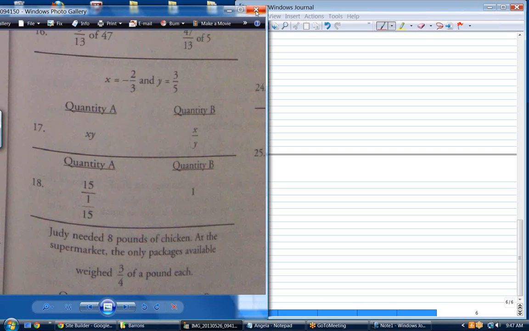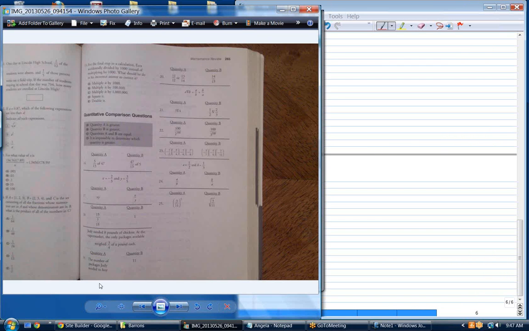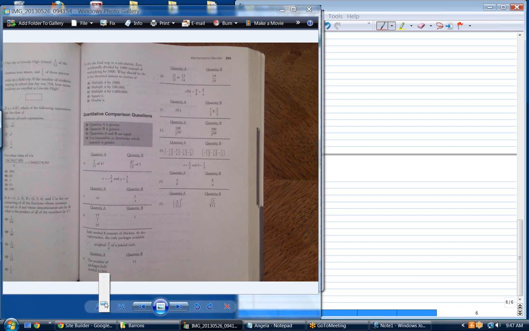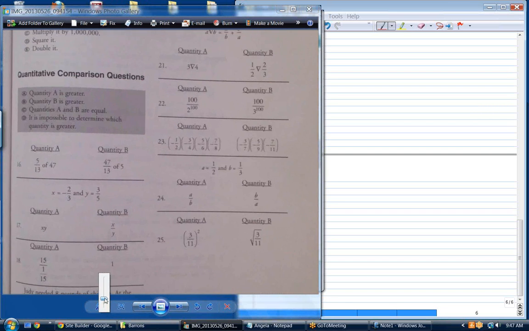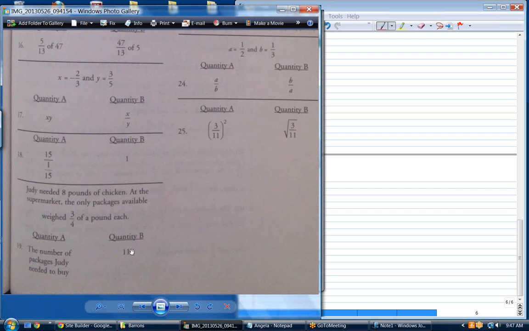Good. I have to actually go to the next page here. And 19.